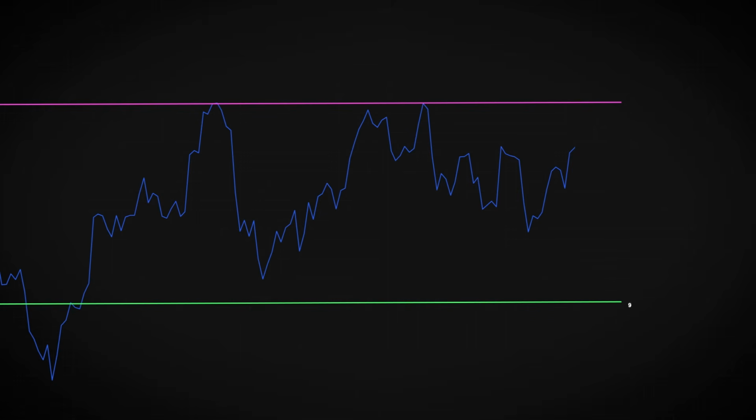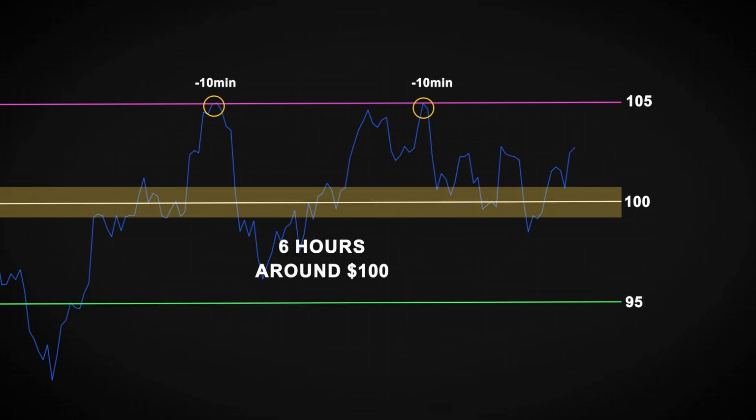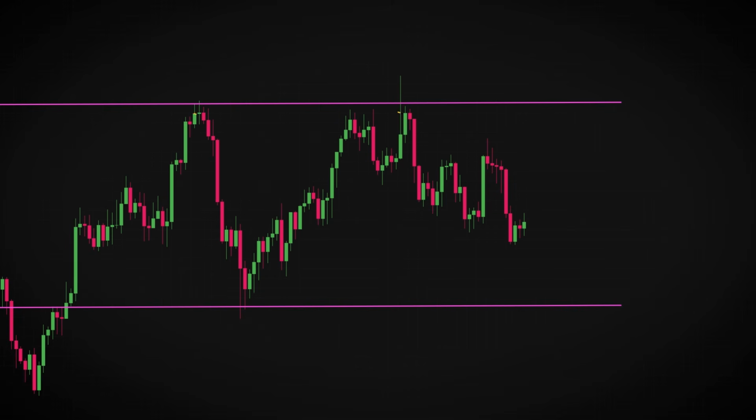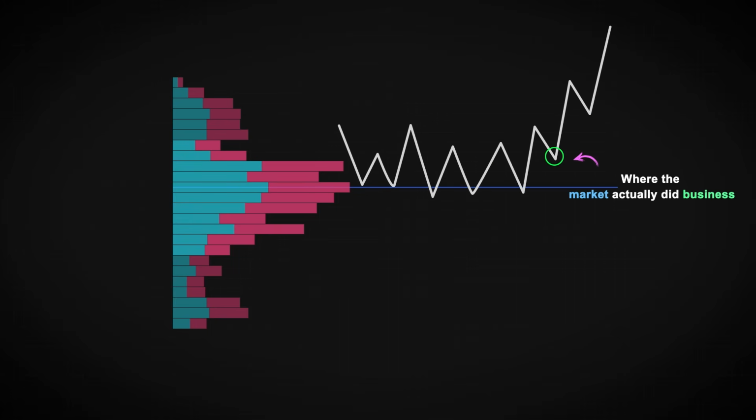Say a stock trades between $95 and $105 all day. It touches $105 twice, maybe 20 minutes total, and then it spends 6 hours trading around $100. Now, traditional price action says those two levels matter the same. Price visited both, right? Draw the line, call it support. But the market doesn't care how many times price visited a level. It cares where the actual business got done.